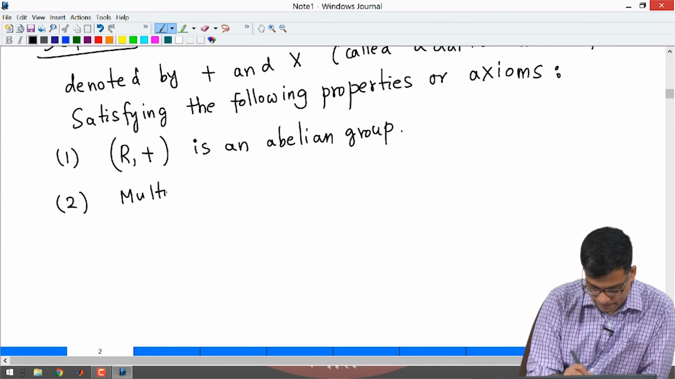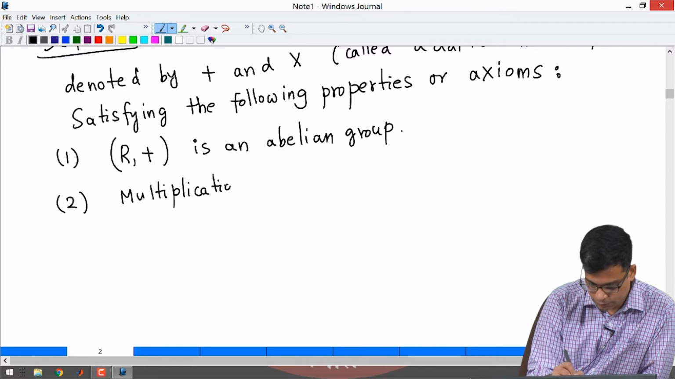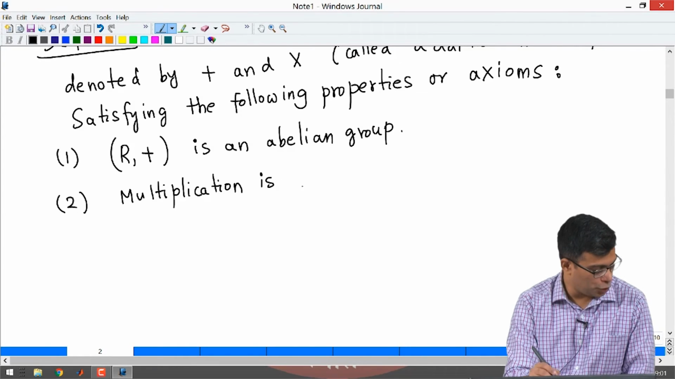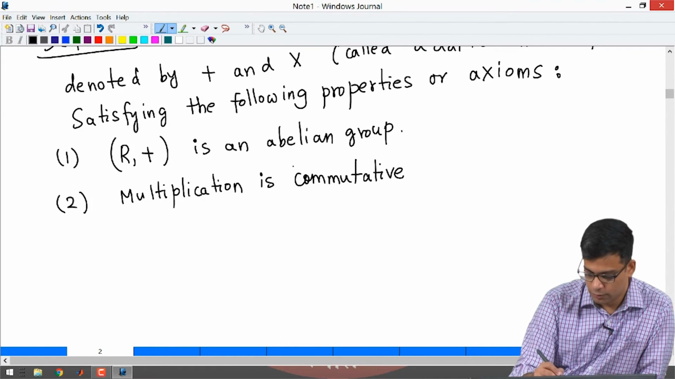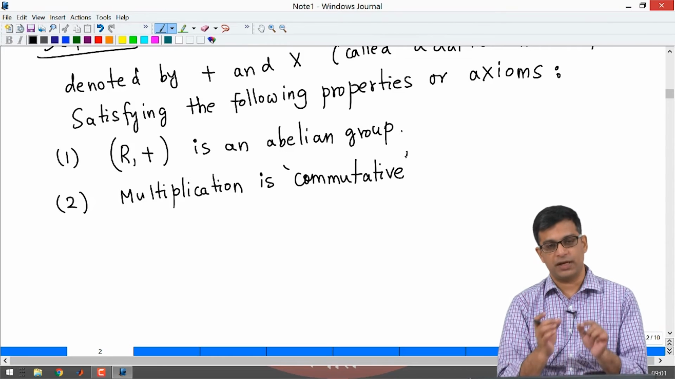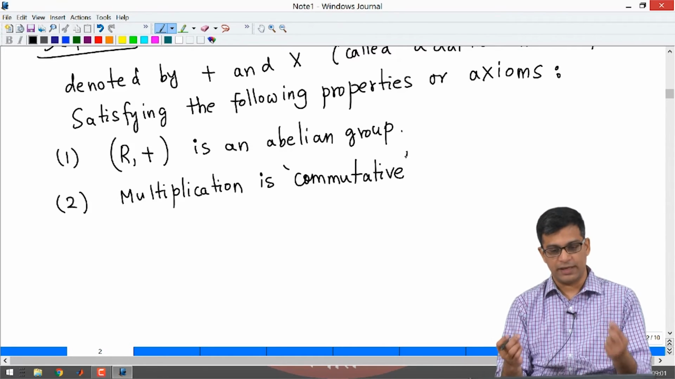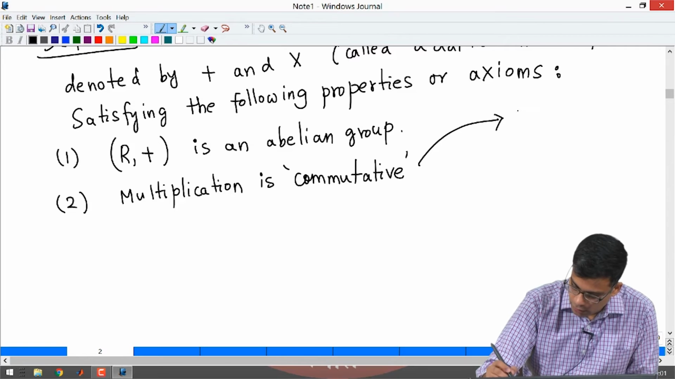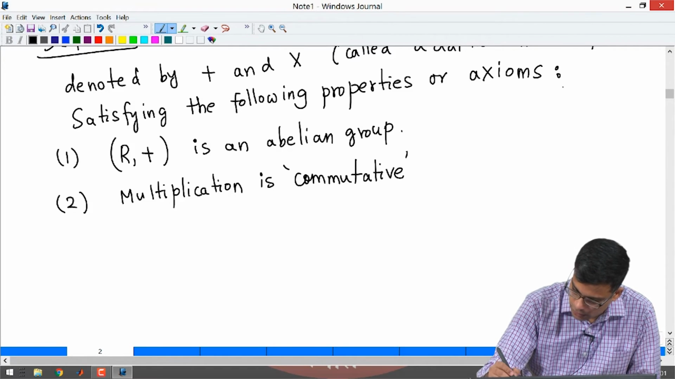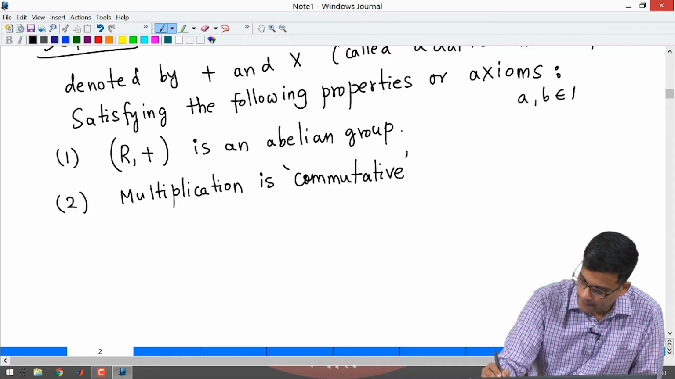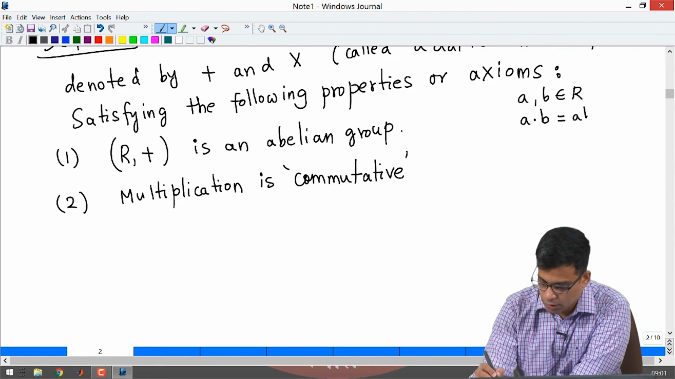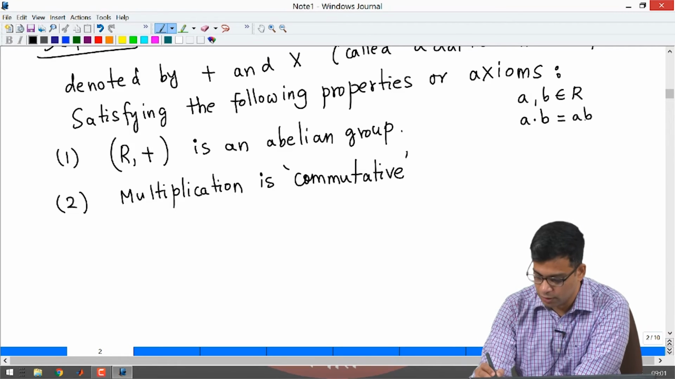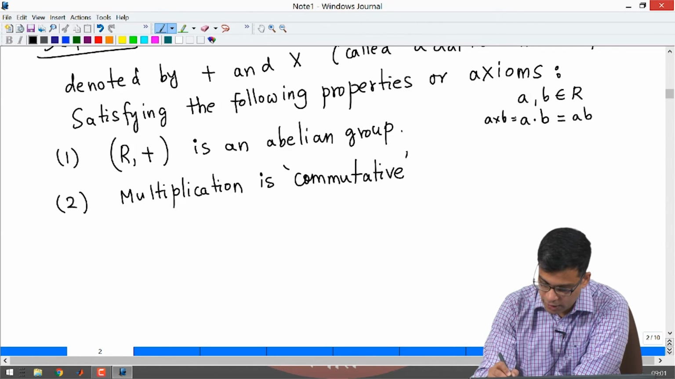Multiplication is commutative. I will describe what this is after writing this. Commutative is another word for abelianness. So, what I am saying is that if you multiply two elements of R, let us say A and B, I will just make a box here and write: if A and B are in R, multiplication is usually denoted by A dot B or just AB. Once we start writing more, we will write AB. So, this is also A times B, and this must equal BA.